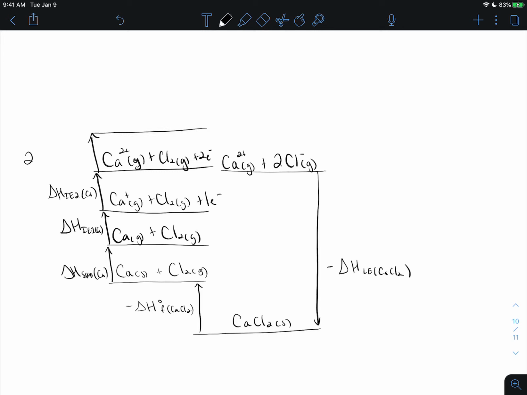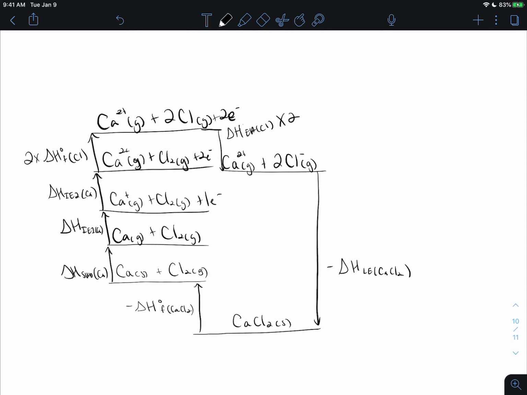Then we're going to dissociate or form our chlorine atoms. So this is going to be 2 times our formation energy for chlorine, right? Because that's for 1 atom, we need 2 atoms. So this gives us calcium 2 plus 2 chlorines, and then we have 2 electrons. And then from here, we can go down with our electron affinity of chlorine. And again, we're going to multiply this by 2 because we have to do it for each of our chlorines. And that is our Born-Haber cycle.